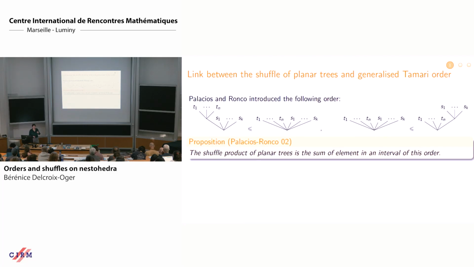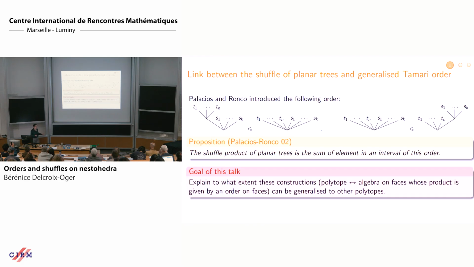Okay. So once again, Palacios and Ronco introduced in 2002 the following order on planar trees. So here, it's a covering relation. You consider the order generated by this covering relation, and you get an order. Palacios and Ronco prove that the shuffle product of planar trees is the sum of elements in an interval of this order.